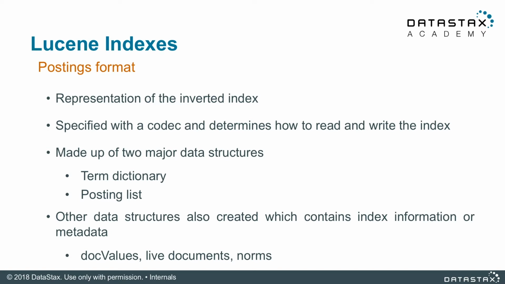Before we take a look at the files that make up the Lucene index, let's focus on one of the main components of the index, the postings format, which is basically our inverted index. We generally say that the inverted index stores our values and points to the documents or rows that contain these values. There are two parts to the postings format, the terms dictionary and the postings list, both of which we'll get into more detail a bit later.